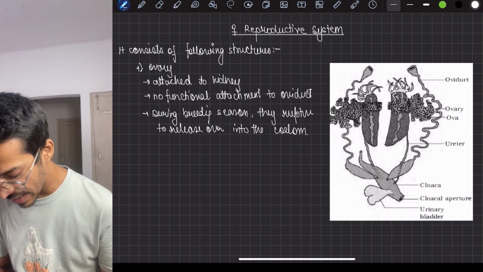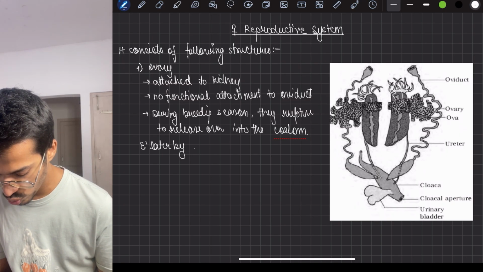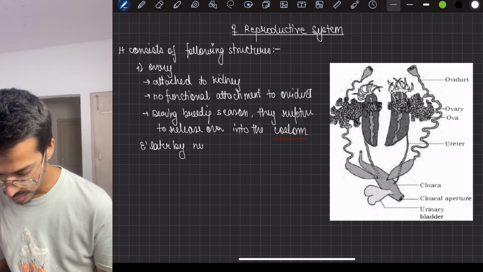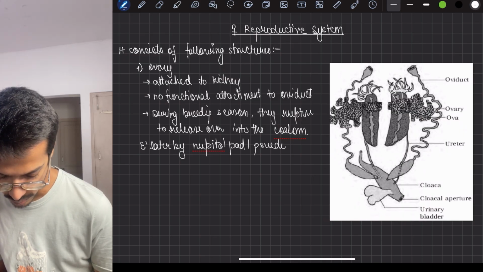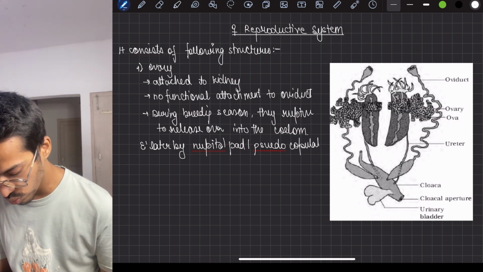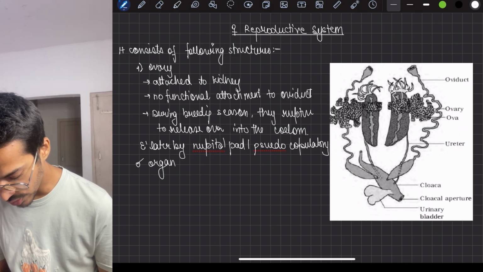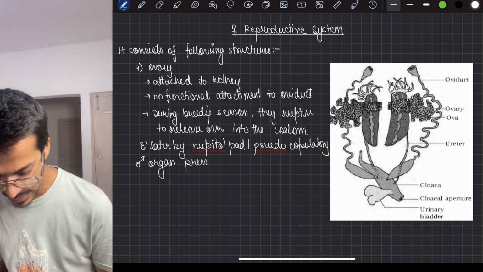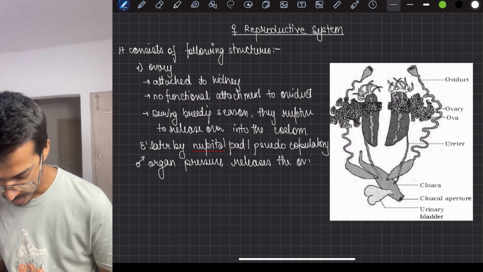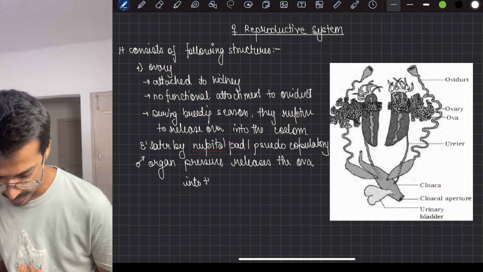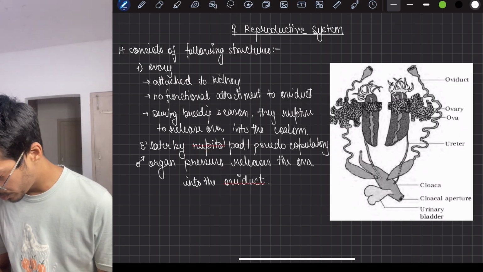Okay. And later by nuptial pad or pseudocopulatory organ, male organ pressure releases the ova into the oviduct. This thing I have explained to you. This is what I have written over here. After ovary, there is what? Oviduct.